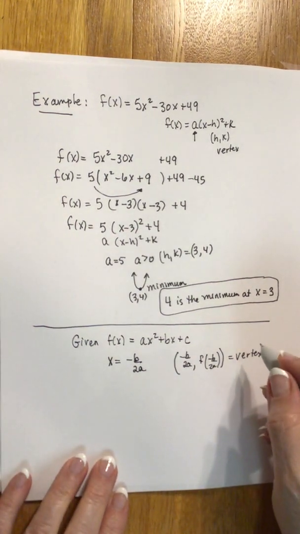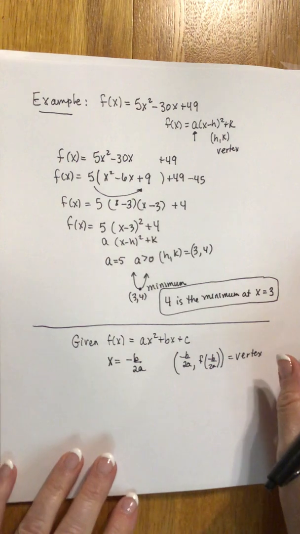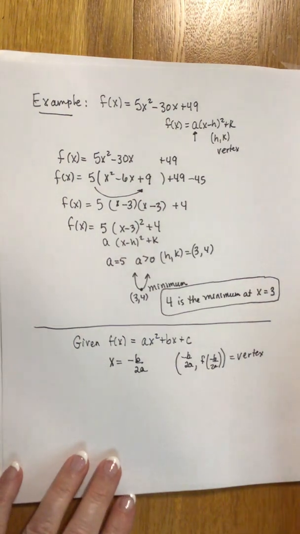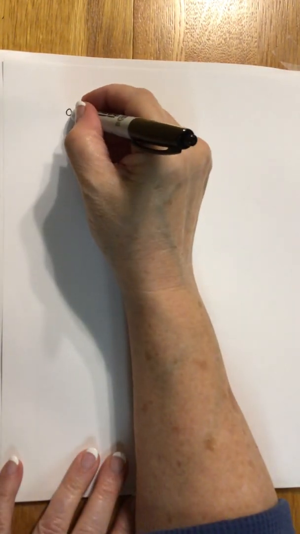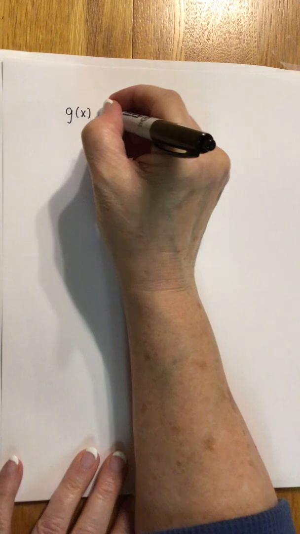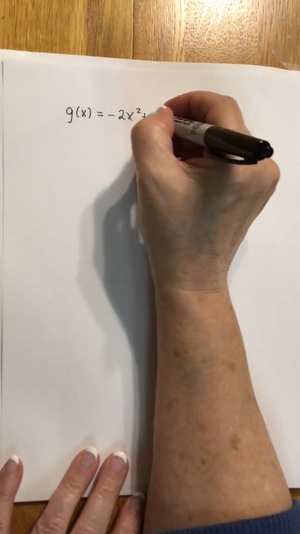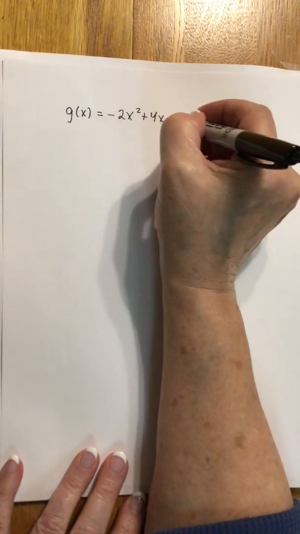So we're going to try one example doing it both ways. So give everybody a chance to get the formulas written down first. Okay. So we're going to try an example doing it both ways. So the first way, we're going to have g of x equals negative 2x squared plus 4x minus 5.